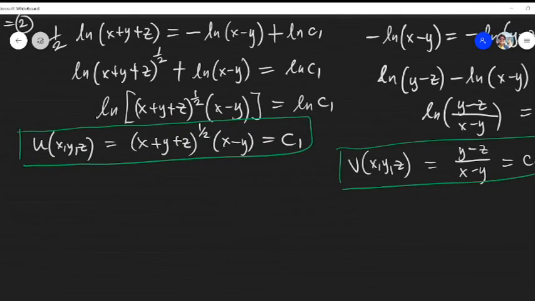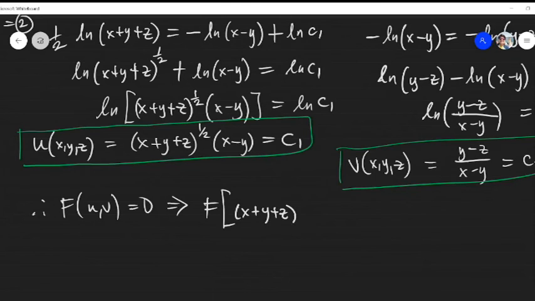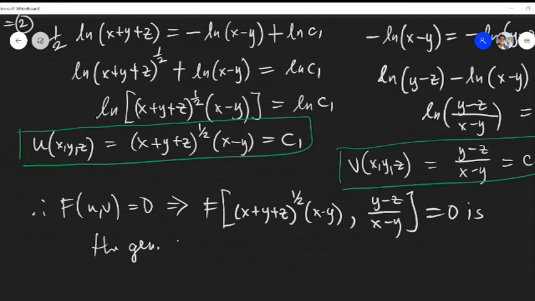Therefore, the conclusion is that f of u, v equal to 0 is just f of the first solution, (x plus y plus z) raised to 1/2 times (x minus y), and y minus z over x minus y, quantity equal to 0, is the general solution of the given partial differential equation in Lagrange form.